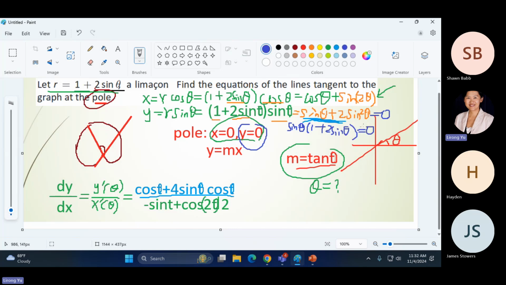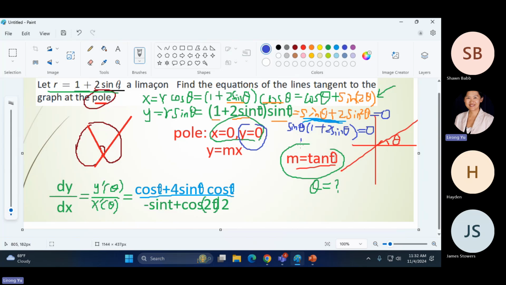Once we factor them, with two factors it's easier to solve for 0. You set sine theta equal to 0, which gives theta equal to 0, and we already know theta equal to 0 is not the answer, because if theta equals 0, x is not 0. We want x and y both equal to 0. So that did not work. So we're going to choose the second factor, 1 plus 2 sine theta equal to 0, and solve that one.